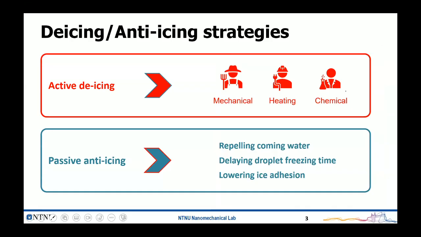How do we cope with the icing issue? Traditionally, we use active de-icing methods. Why do we call it active? Because we need to pump in energy to remove the ice. That's like mechanical removal, electrical heating, or using chemical salts to melt the ice. The problem is that all of this needs a lot of energy input and also labor working in those environments. And some methods may be harmful to the environment.